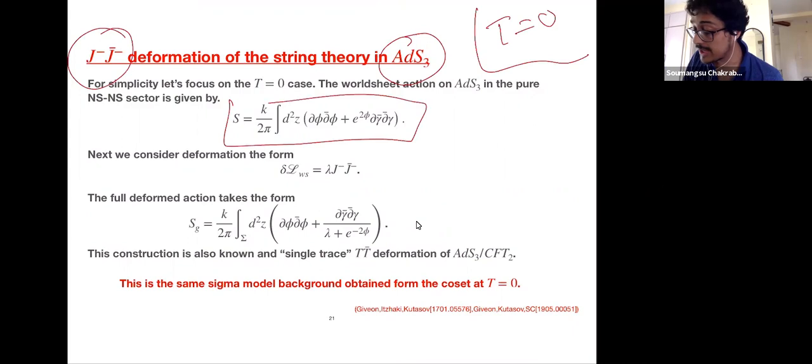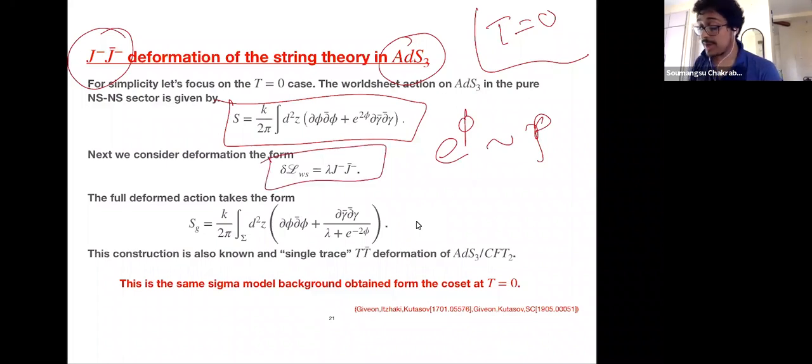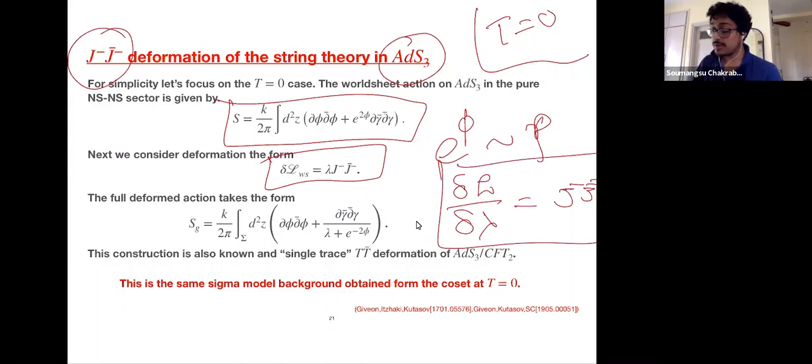This is the string theory in AdS3 Lagrangian with NSNS sector. Phi is the radial direction, or you can think of exponential phi as R or rho, whatever. And you do this deformation. When I write this deformation, it's not exactly telling the right thing. What I'm doing is that delta L by delta lambda equals J minus J bar minus. So I'm solving this differential equation. And once you do that, you get this deformed Lagrangian. This is an exact deformed Lagrangian, and this is known in the literature as the single trace TTbar deformed CFT, AdS3/CFT2.